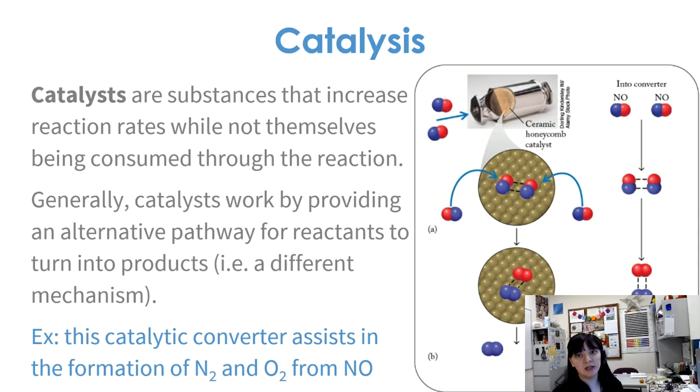So pictured right here is an example of a very common catalyst that you may have in your car. This is a catalytic converter. What this does is it takes nitrogen monoxide, which is a pretty noxious gas that comes from our exhaust, and that nitrogen monoxide is converted into nitrogen and oxygen alone.